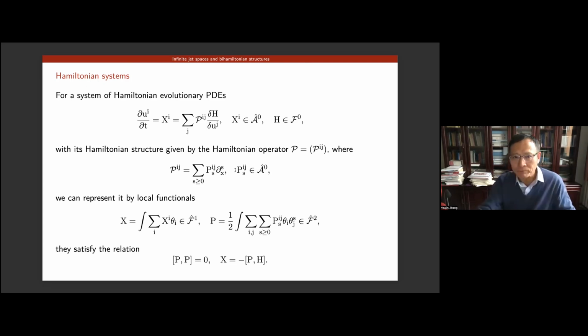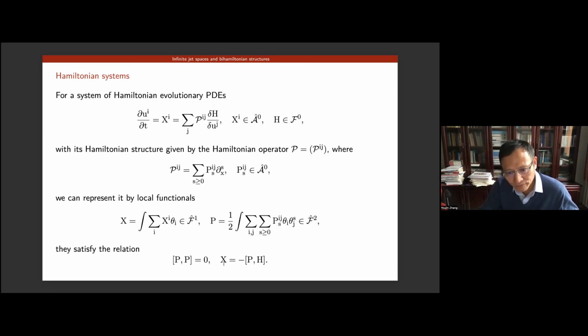And also this is the flow of the system, and also the Hamiltonian structure can be represented by a bivector. In this case, it's given by a degree 2, super degree 2 local functional. This means that in this representative we have two super variables, theta i, theta j.